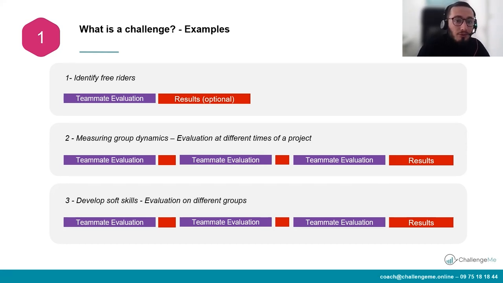For use case number 2, we will have 3 iterations of teammate assessment, and the students will be able to assess their teammates in different iterations corresponding to different moments of a project. It can be at the beginning, at the middle, and at the end. And it will allow the students to continuously receive feedback regarding their contribution to the group work.